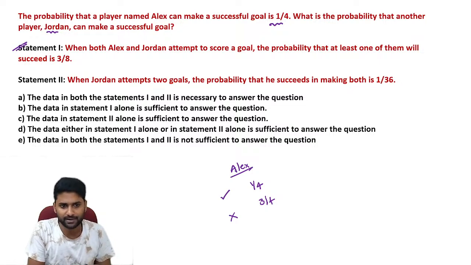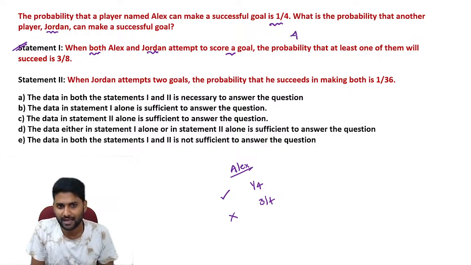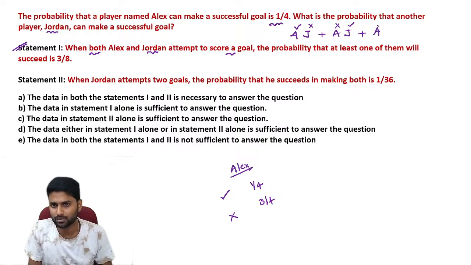Let's take statement 1 alone. Is it sufficient? When both Alex and Jordan attempt to score a goal, the probability that at least one of them will succeed is 3 by 8. One of them will succeed. It means, see, if Alex is successful in the goal, definitely Jordan is not. Case number 1. If Alex is not, definitely Jordan is. So at least is all about minimum to maximum, both. Both are successful in the goal. Then the total number of cases is 3 by 8. But we don't know the data. But we can go through the other case.